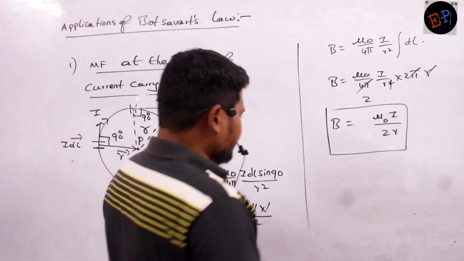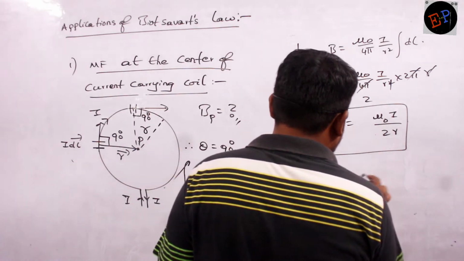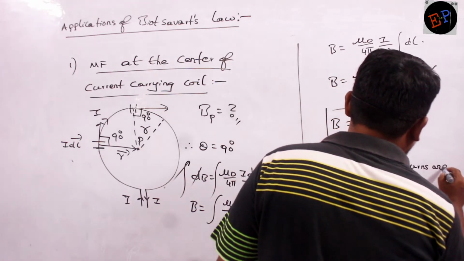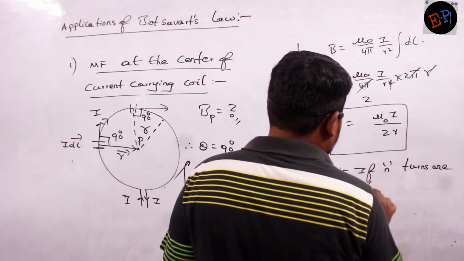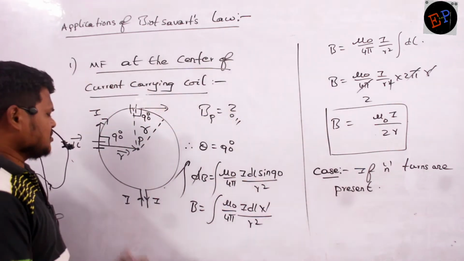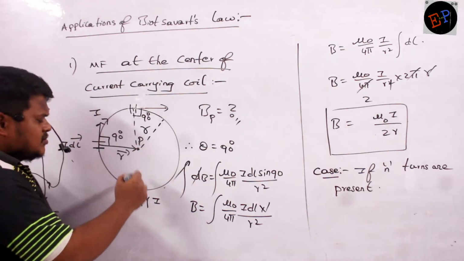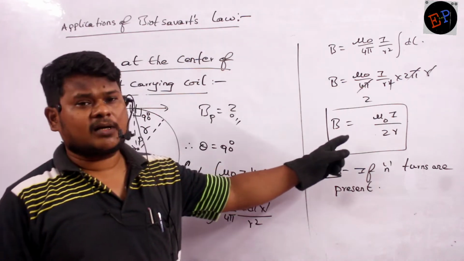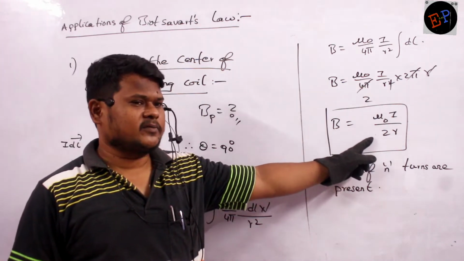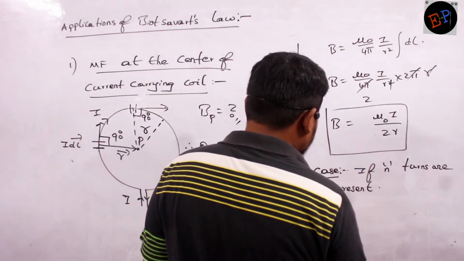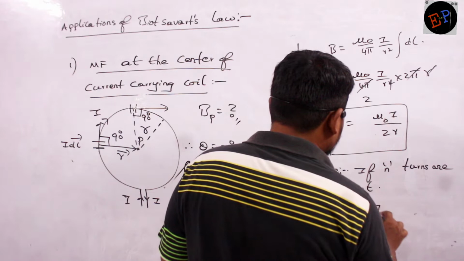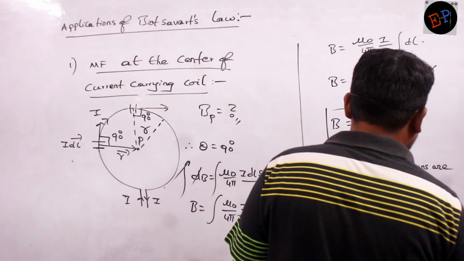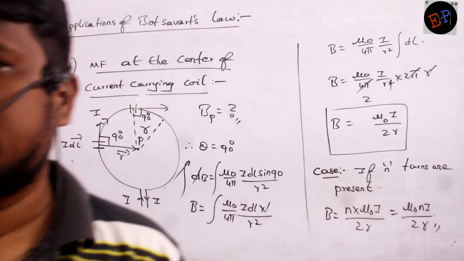Now here we can write a case also. The case is that if n number of turns are present, multiply by n, that's all. This is only one turn. If you are making 3 turns, 4 turns, 10 turns, then because of every turn you will get this much amount of magnetic field. So if n turns are present, then the magnetic field is equal to n into mu naught I by 2r. Or you can write mu naught n I divided by 2r, if there are many turns. That's it.